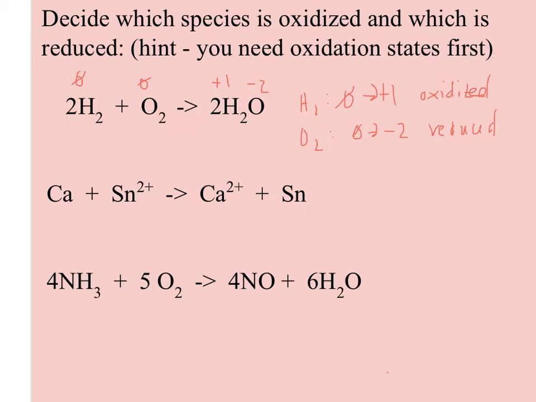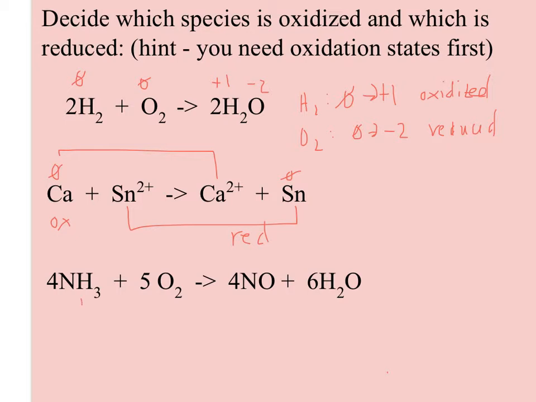Ca plus Sn2+ gives Ca2+ plus Sn, so these metals are just 0. And I can see that calcium went from 0 to +2. That means it was oxidized. Tin went from +2 to 0. It was reduced. Third one's a little more complicated.